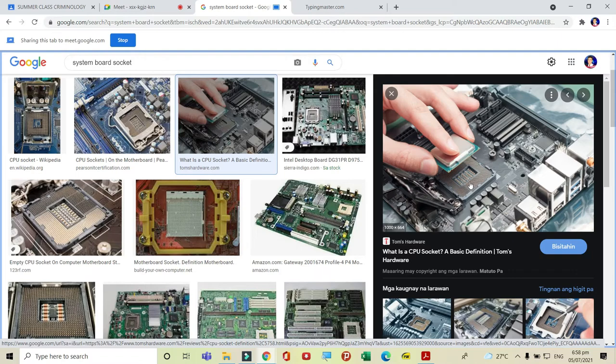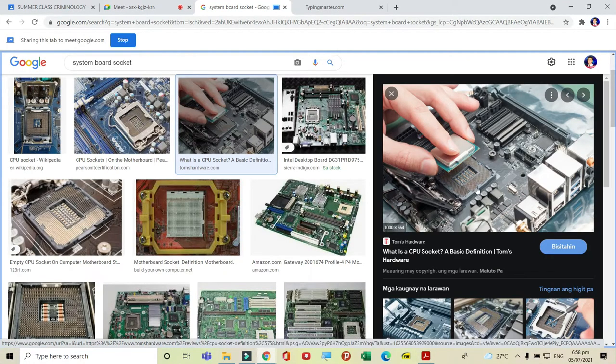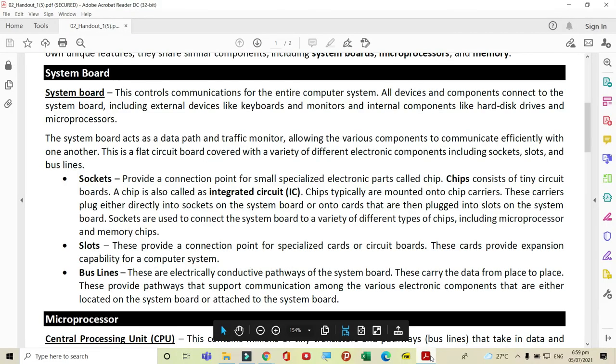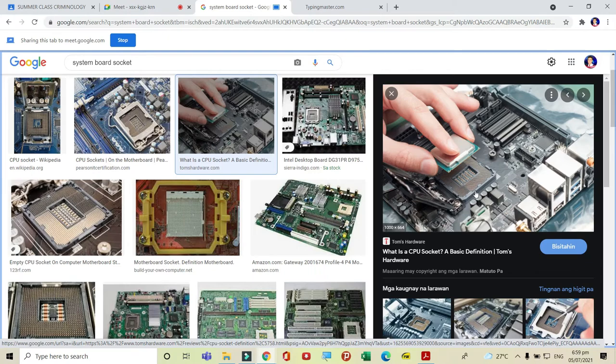Yep, that's clear. So, ano ba yung purpose ni socket? As per definition, this provides connection for small specialized electronic parts such as chip. Yung purpose niya is to connect the system to a variety of different chips. Okay? So, with the presence of a particular socket, the computer or the board itself will be able to communicate with other chips. Okay? Yan yung purpose niya. So, kung si motherboard, doon natin nilalagay itong mga sockets, chips, and then bus. Tama ba ako, bus? Yeah. Sockets, slots, and then bus lines. Yung purpose naman ni socket particularly is to provide connection among chips. Okay? Yan yung purpose niya.